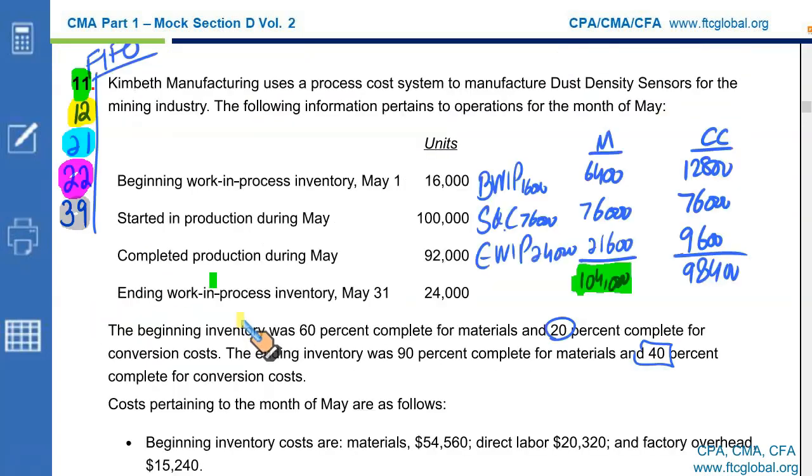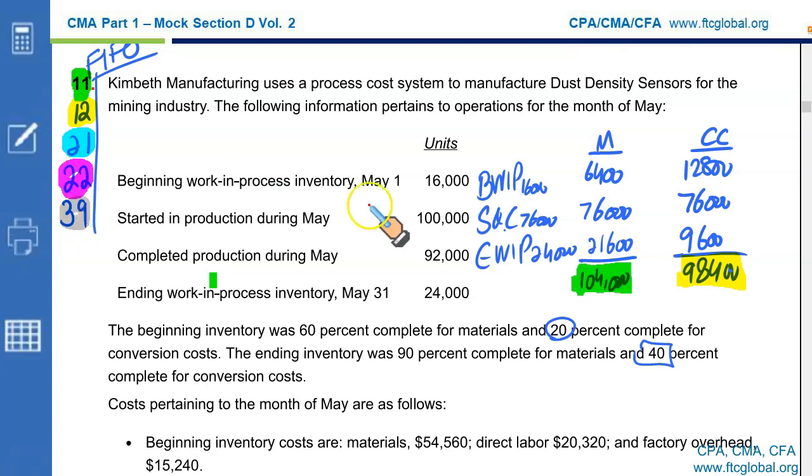Next, question number 12 requires you to calculate the EUPs of conversion cost, which we already have. So that means question 12 is already done, 98,400. Question 21, which is related to FIFO for the same information, requires us to calculate the conversion cost per equivalent unit, and question 22 would require us to calculate the material cost per EUP, and question 39 requires the valuation of work in process. So let us do this one by one.